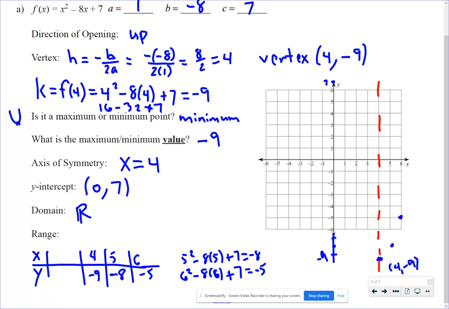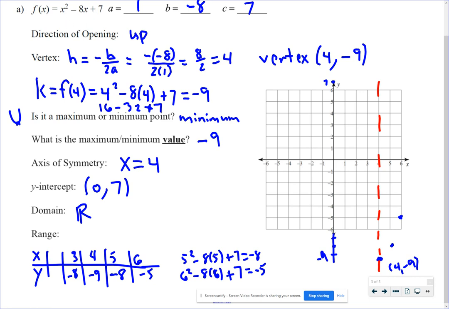And use the symmetry. If we have 5, -8, we should also have 3, -8. Let's see if we do. 3 squared is 9. Take away 24, because 8 times 3 is 24. So 9 take away 24.